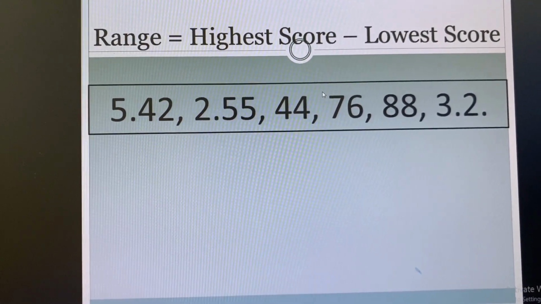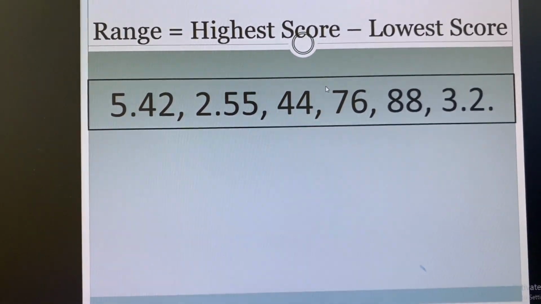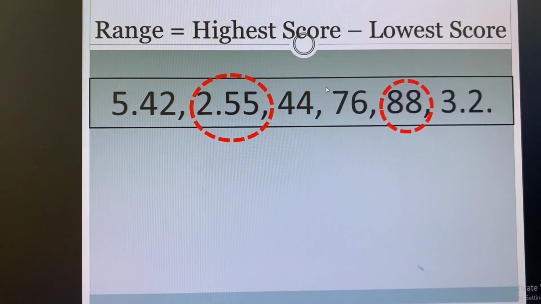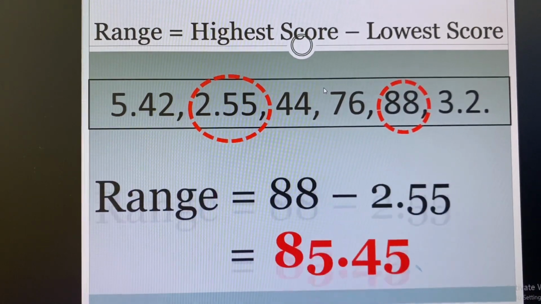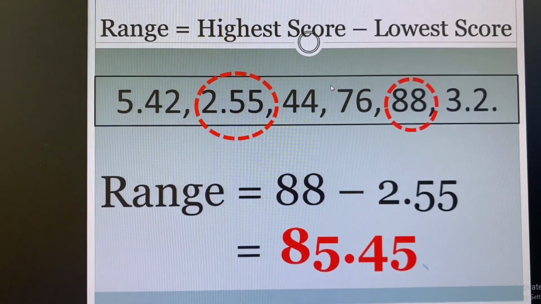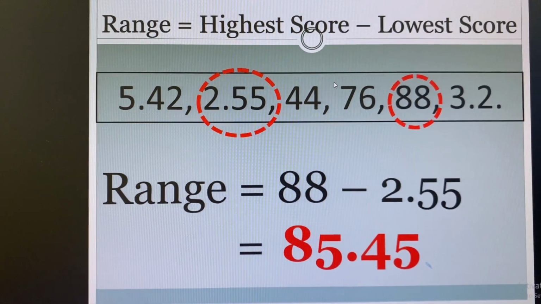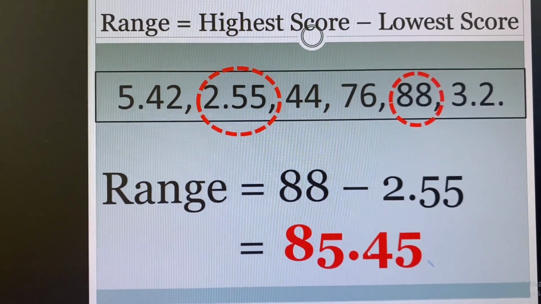Then this is the given data set. So the highest score is 88, then the lowest score is 2.55. Now, by substitution, we have now 88 minus 2.55. So the range is 85.45. So this is the answer.